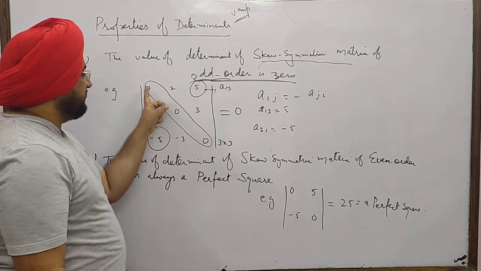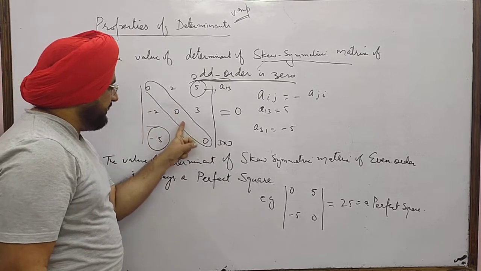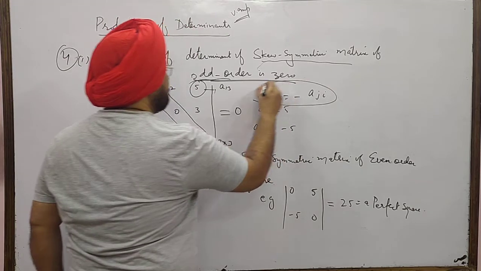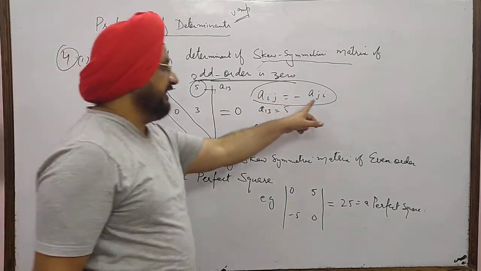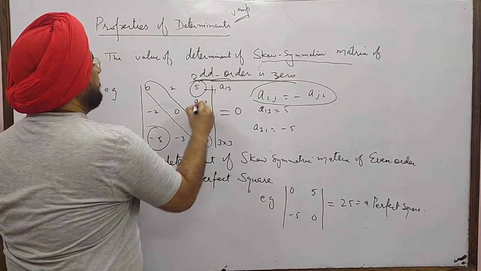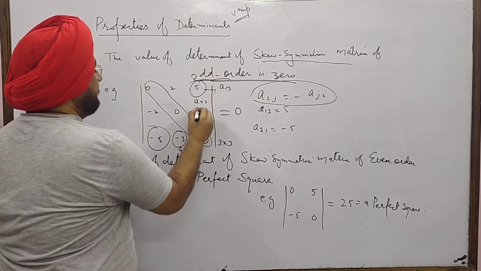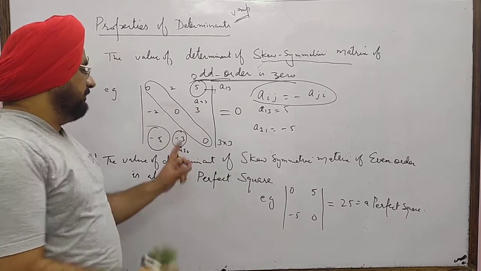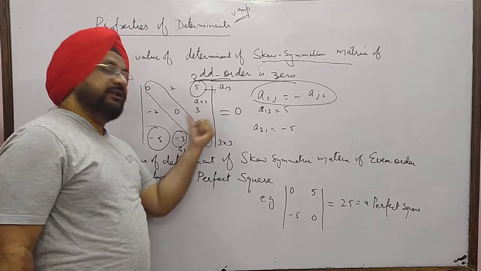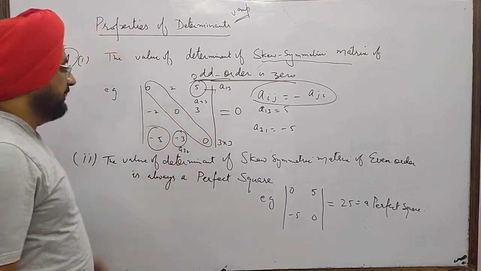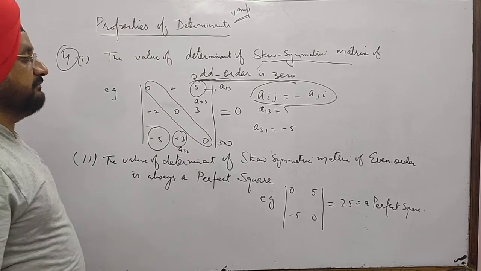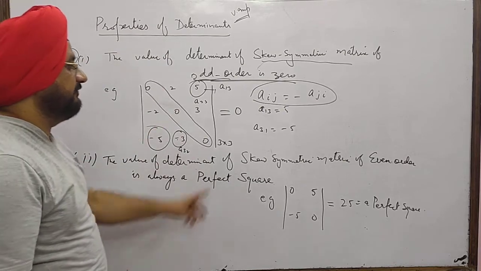The first indication is the elements in the main diagonal are always 0. Secondly, the elements Aij is always equal to minus of Aji. You can check there it is A32, which is A23, and this is your A32. These are equal in magnitude but different in sign. So this is the property of skew symmetric matrix. Determinant of skew symmetric matrix of odd order is always 0.